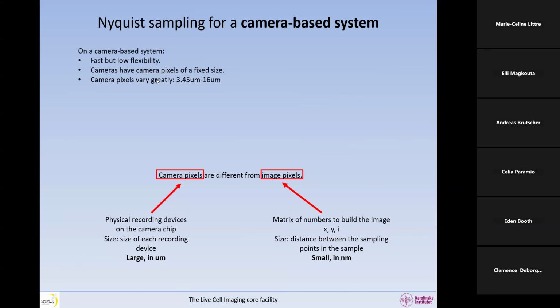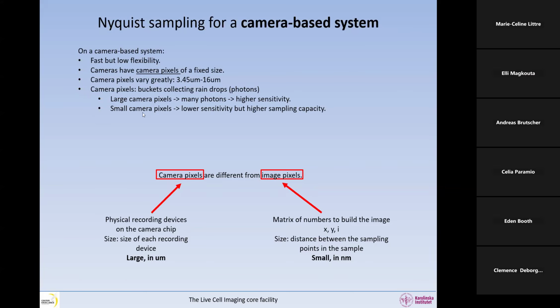Camera pixels vary greatly, between 3.45 microns and 16 microns. You can consider a camera pixel as a bucket when it's raining. If you have lots of buckets next to each other and it's raining, and the raindrops are the photons, the bigger the bucket, the more water you get in the bucket. So when we have large buckets, large camera pixels, we get many photons, so they have a higher sensitivity. But with small camera pixels, we get a lower sensitivity, but higher sampling capacity. So we have a better readout, a better optical resolution with small camera pixels.